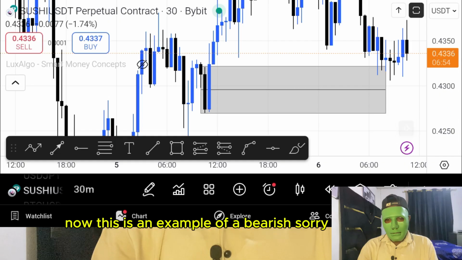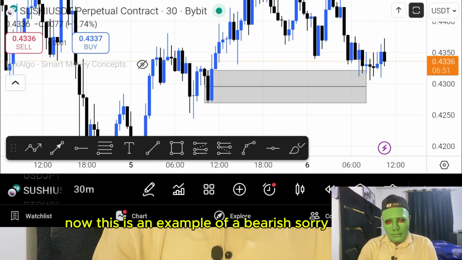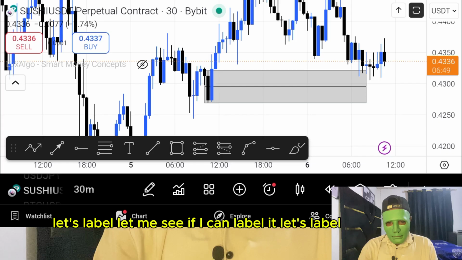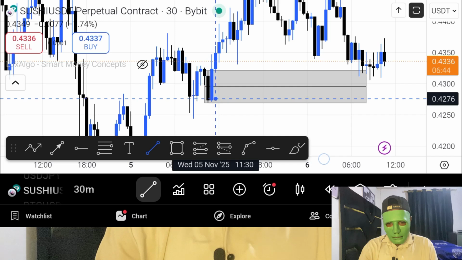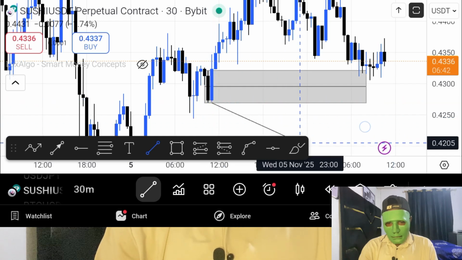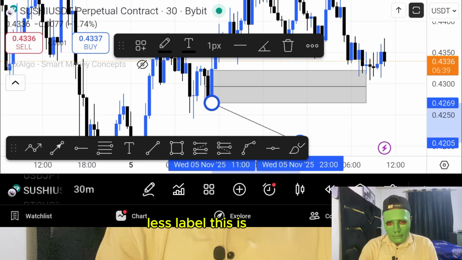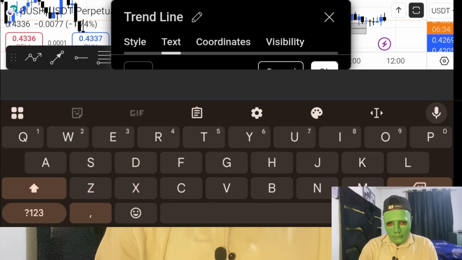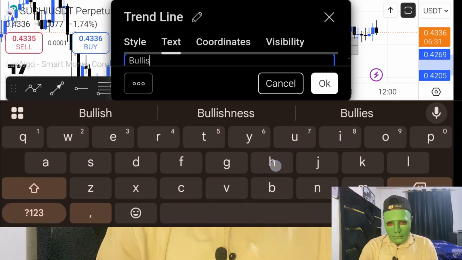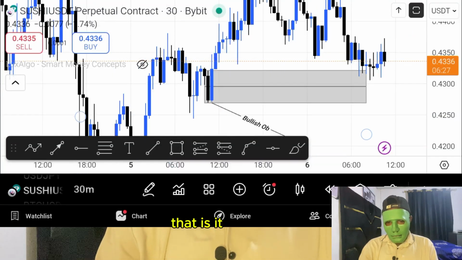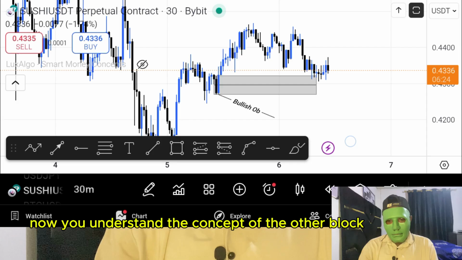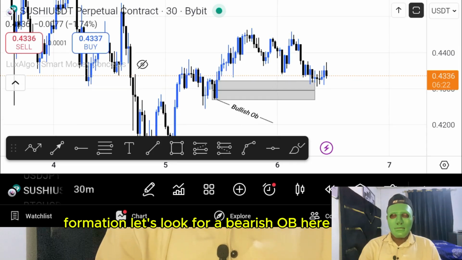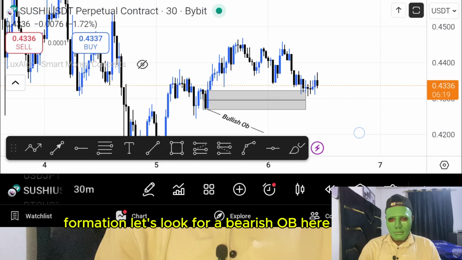Now this is an example of a bullish order block. Let me see if I can label it. This is a bullish OB. That is it. Now you understand the concept of the order block formation. Let's look for a bearish OB.